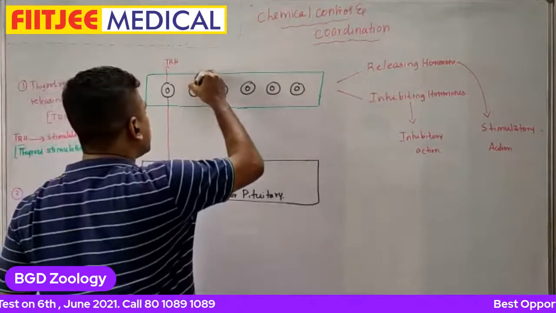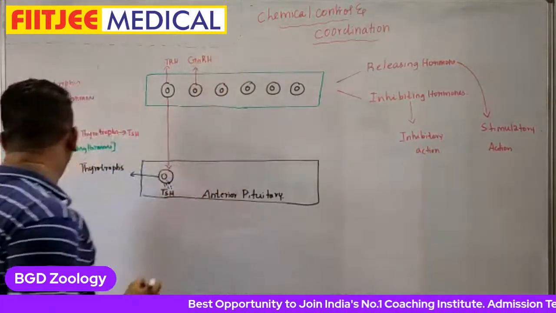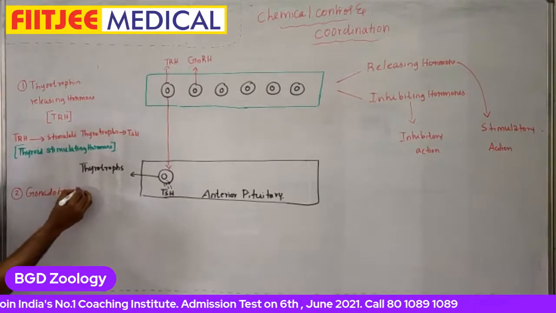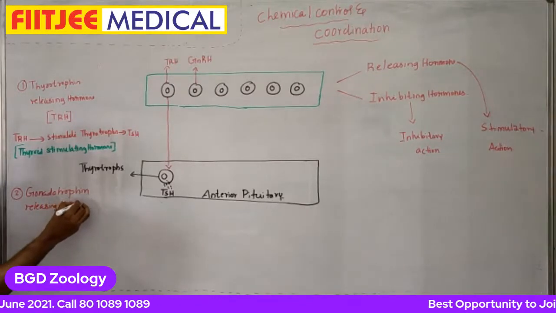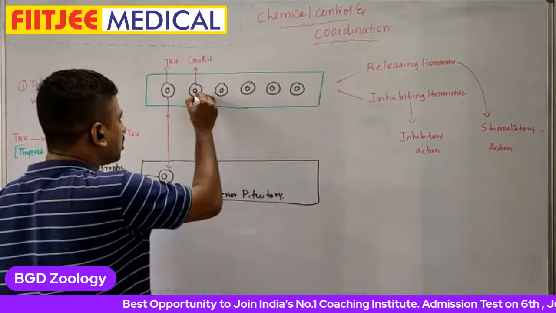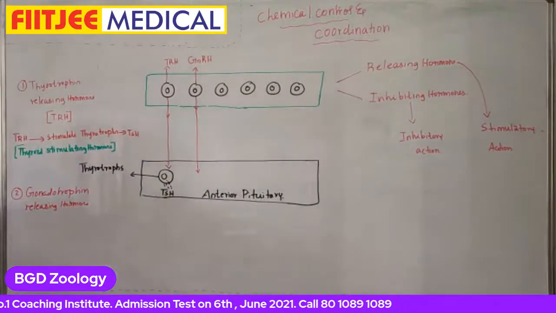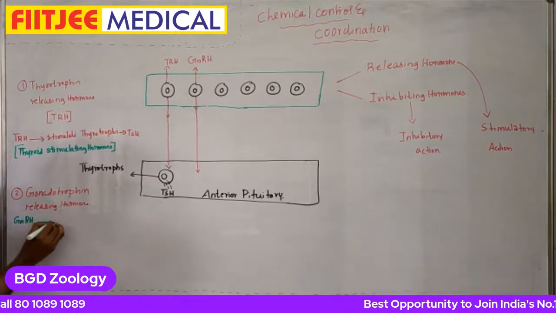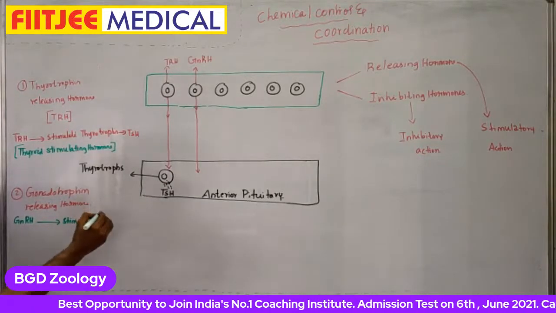We call it GnRH. What is the GnRH? Gonadotropin releasing hormone. They will release from the hypothalamus and will come into the anterior pituitary. There they will stimulate. What will this GnRH stimulate? GnRH will stimulate gonadotrophs.